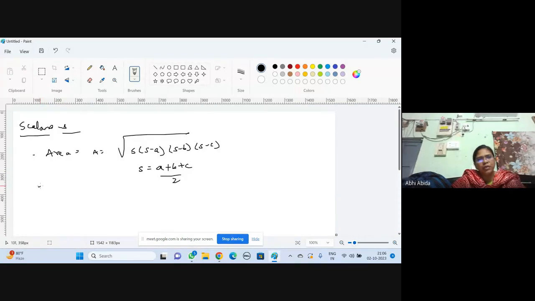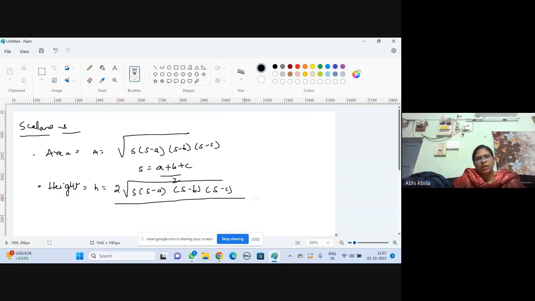Heron's formula. If we talk about the height of the triangle, the height is nothing but 2 root s(s minus a)(s minus b)(s minus c), completely divided by b. Okay, so here a, b and c are the lengths of the sides of a triangle. And s is nothing but the semi-perimeter as discussed before, s is equal to (a plus b plus c) by 2. So this is about the height of the scalene triangle.